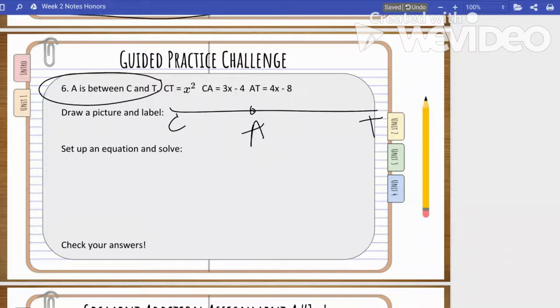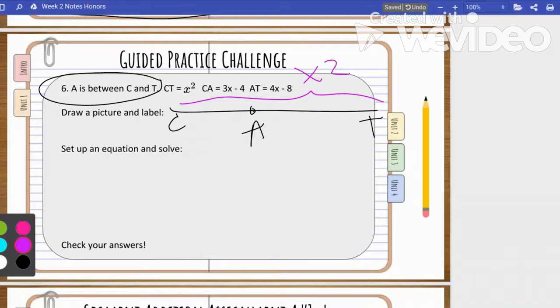It says that we know C to T, that's the whole thing, is x squared. Ooh, so this looks like a quadratic to me. It says C to A is 3x minus 4. And between A and T, that's going to be 4x minus 8. So we're going to set up our equation. We're going to add together the x's. So that's 3x plus 4x. It's going to be 7x. And we got minus 4 minus 8, so that's going to be minus 12. And we're going to set that equal to x squared.